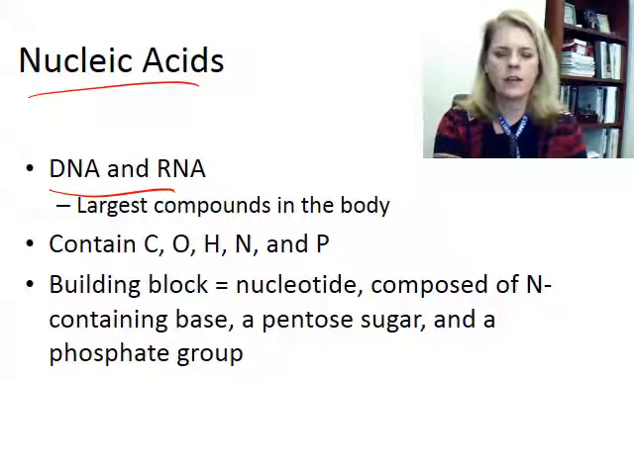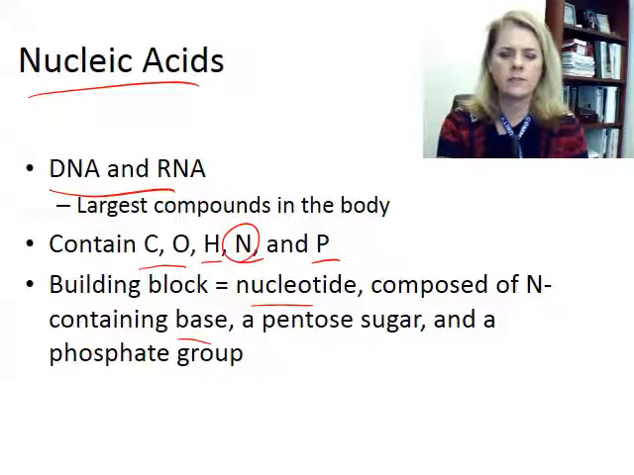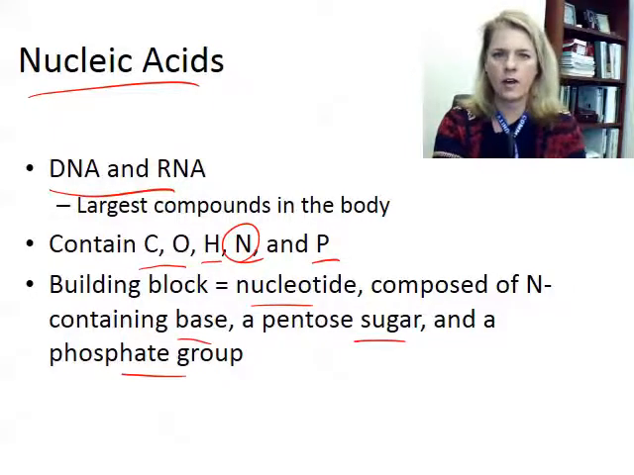These are going to contain carbon, oxygen, hydrogen, nitrogen, and phosphorus. And so to make a nucleic acid, you've got to have a nucleotide. I'm going to show you what that is. You're going to have some kind of a base, some kind of a sugar, and some kind of a phosphate.